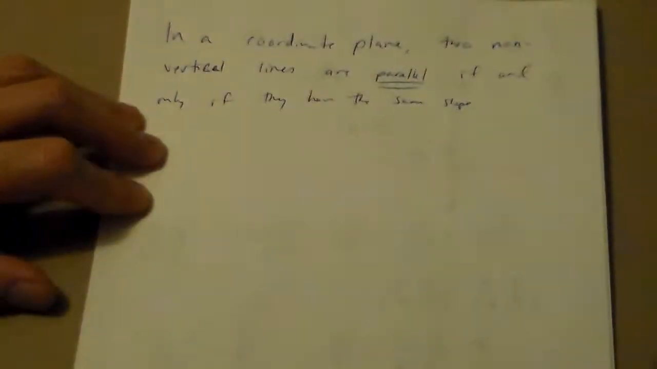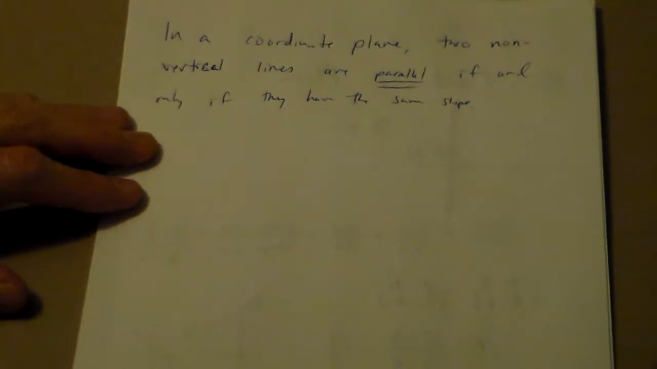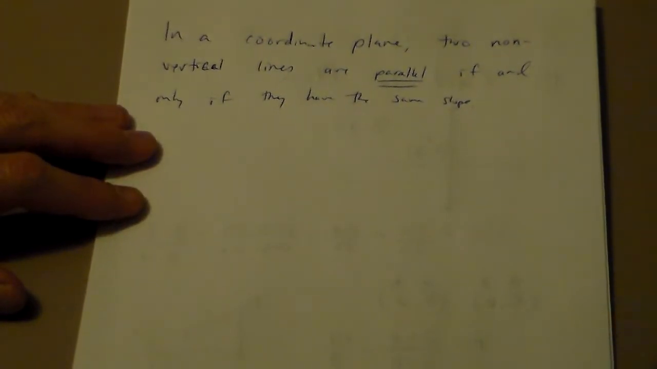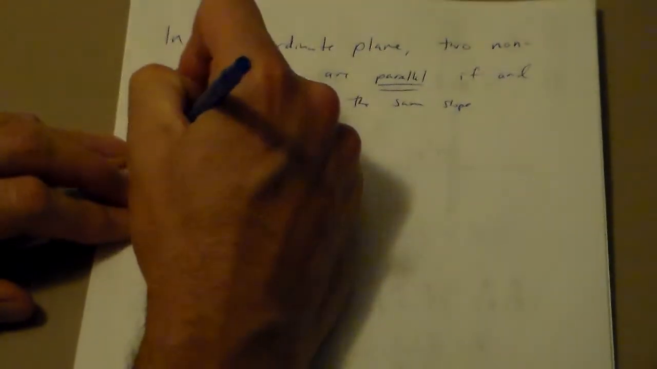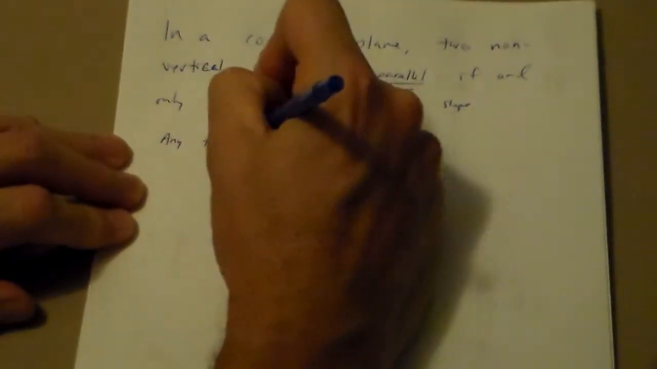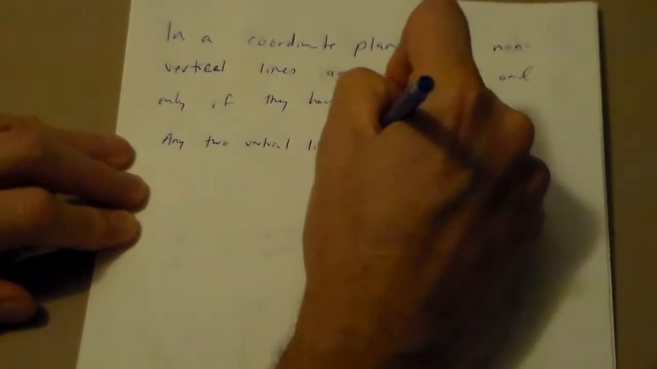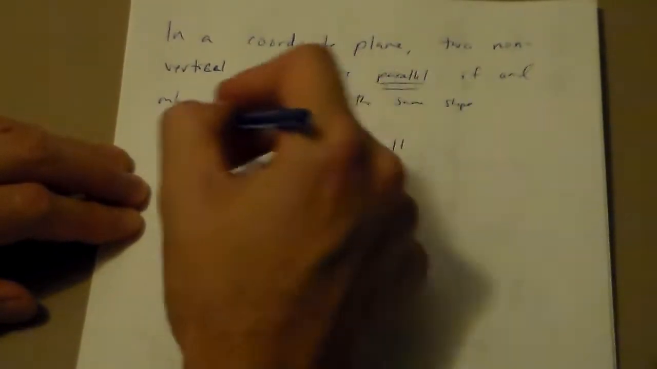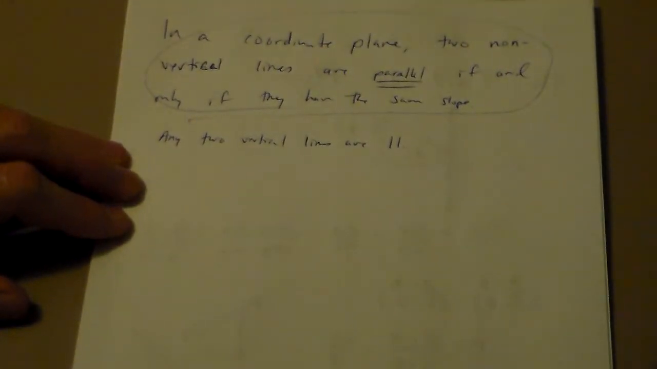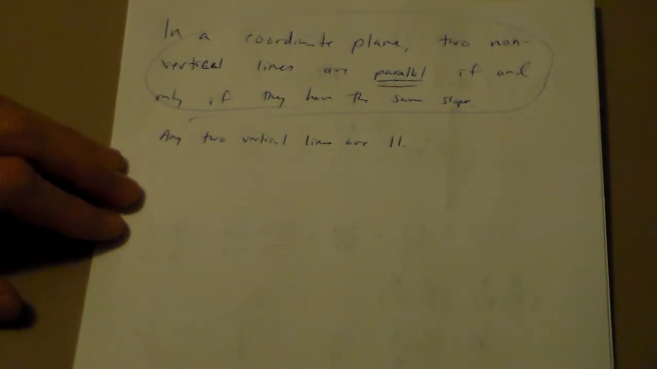So the way that people normally think of that is parallel lines have the same slope. Now, the reason they say it that way is because any two vertical lines are parallel. So if you choose to think of this long, wordy definition that you'll find in the book as parallel lines have the same slope, you're going to be just fine.